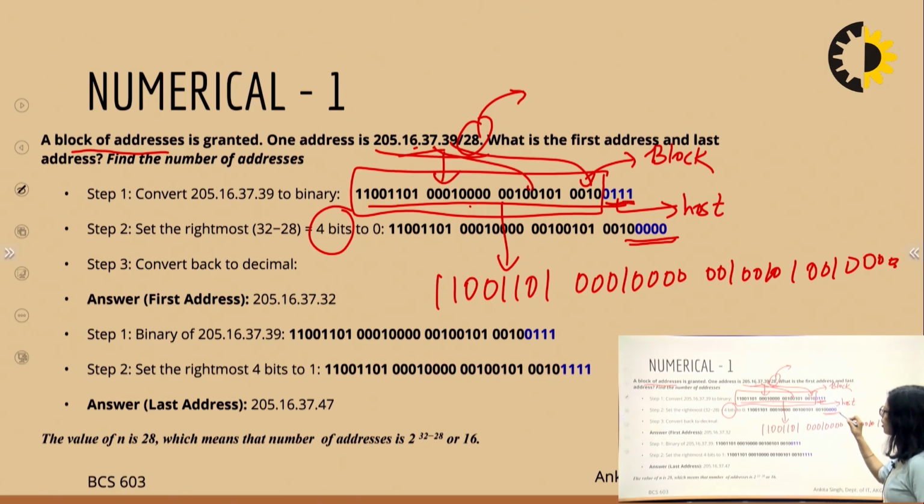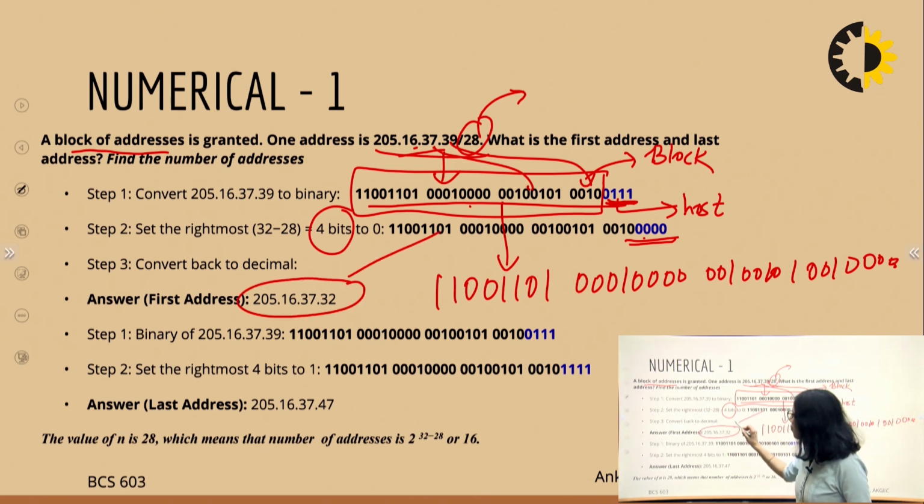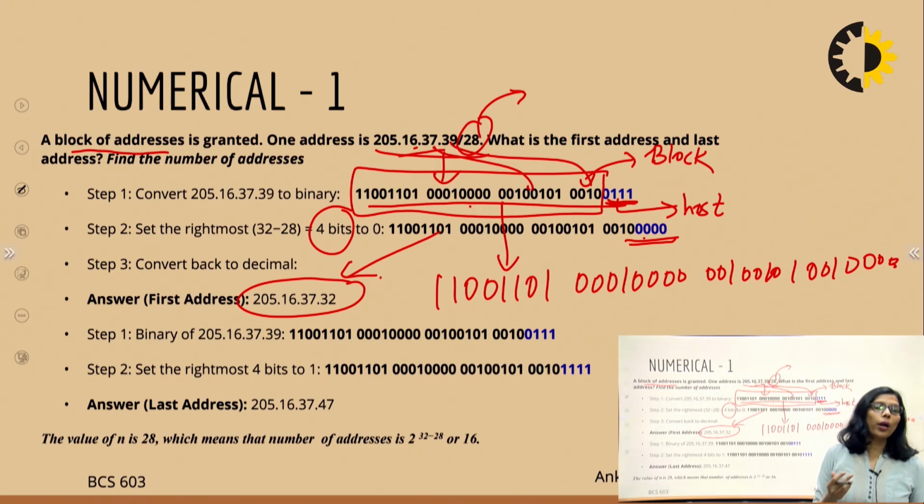You can see this is wholly copied down and these 4 bits are my representation of the host. So to get the first address, I will give them as 0. So this is my first address. Now to get the dotted decimal form, I just have to convert this binary into dotted decimal. So the first address will come out. I'm just converting it into the dotted decimal form. Okay. Now I have to find out the last address. So what will be the last address?